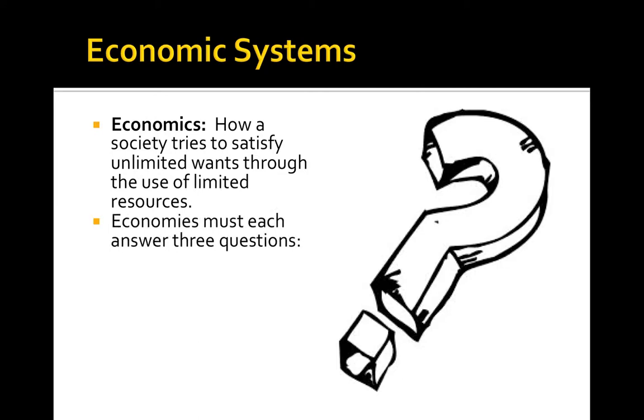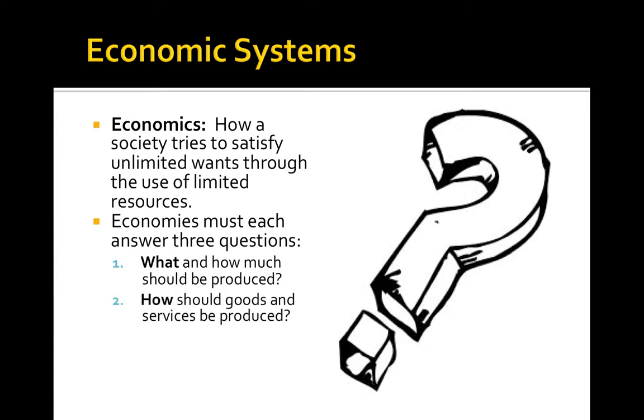Economies must answer three important questions. One, what should be produced and how much of it? Two, how should goods and services be produced? And three, for whom should goods and services be produced? These are all very key questions that determine the type of economy and political system you have.